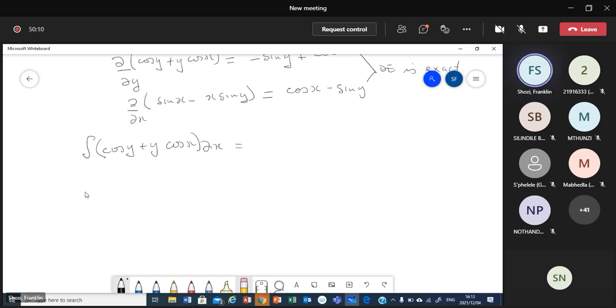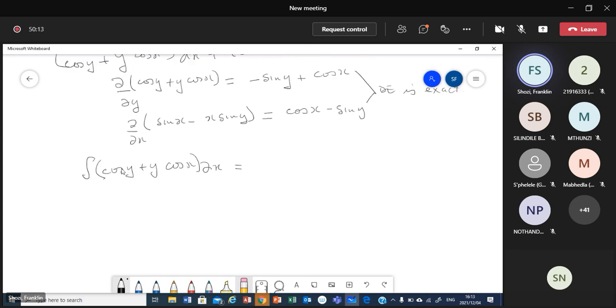Double check, right? Differentiate with respect to x. Now, if you integrate with respect to x, the integral of cos y, this y is a constant, so take it out. When you integrate something with respect to x, you are integrating just dx, which is x. So it is x cos y. Plus, with respect to x, y is a constant outside. What is the integral of cos x? Partially it's sin x. So it's y sin x plus phi of y. Y was a constant there.